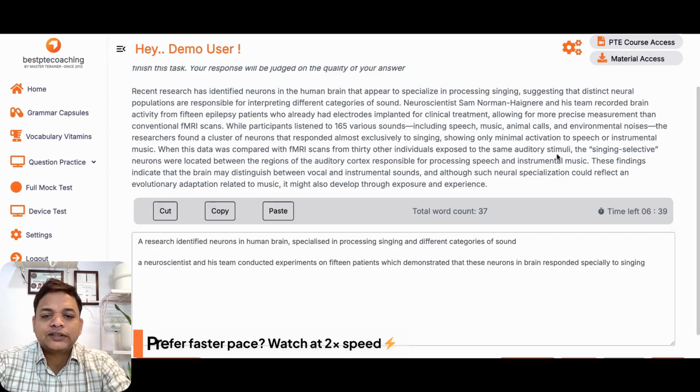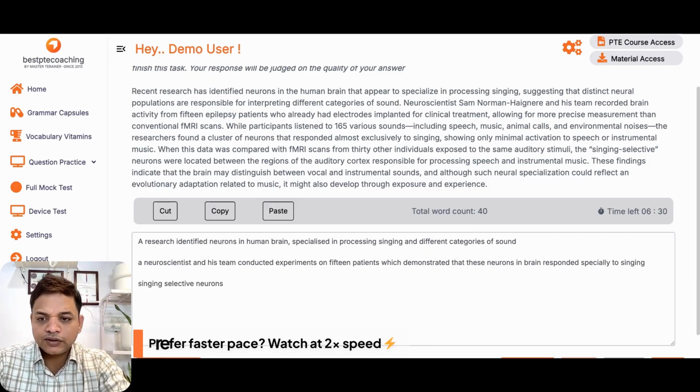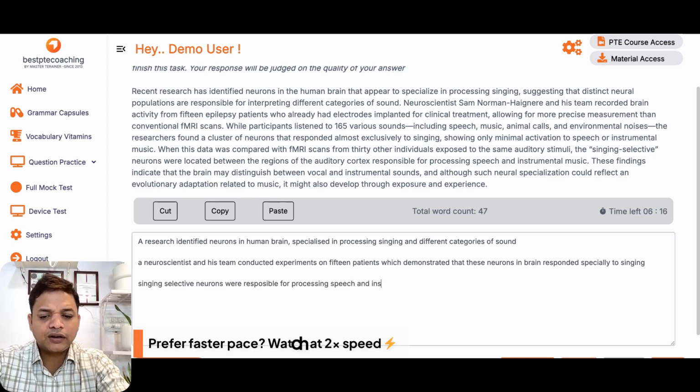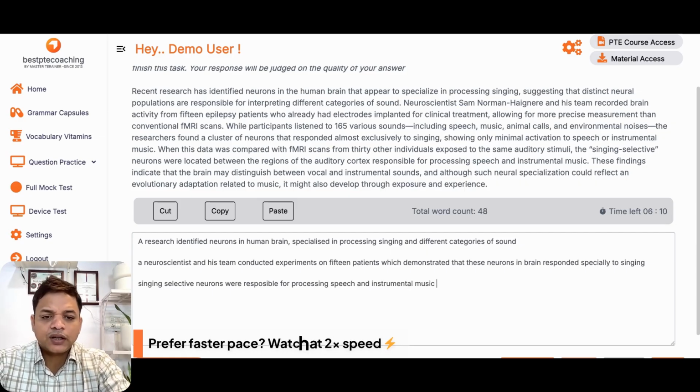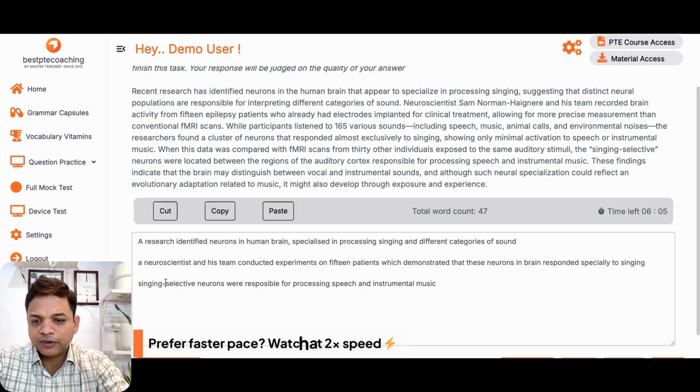Right. What is it? Singing selective neurons. Neurons responsible for processing speech and instrumental music. Right. Maybe singing selective hyphen is there. We can happily use hyphen because it is already there in the passage. Right. Okay. The last one.